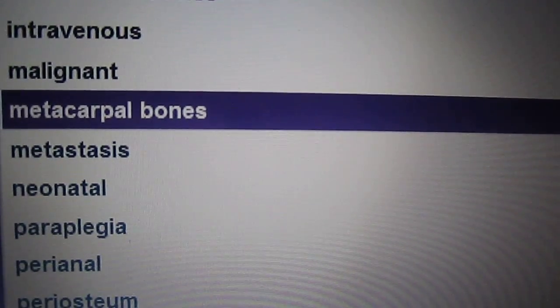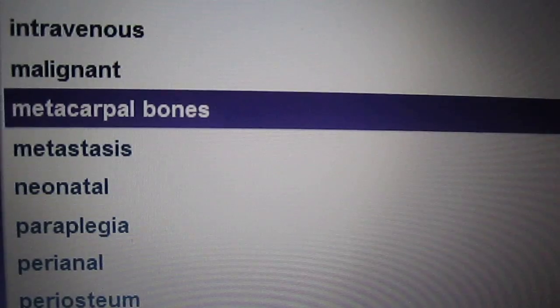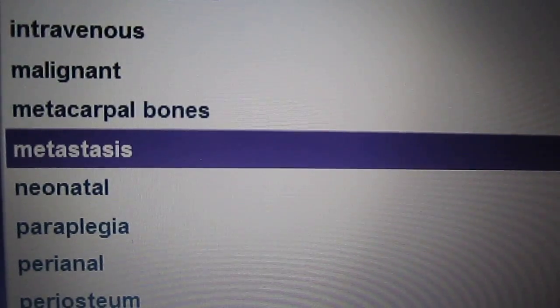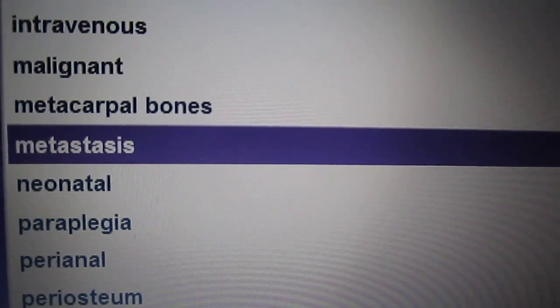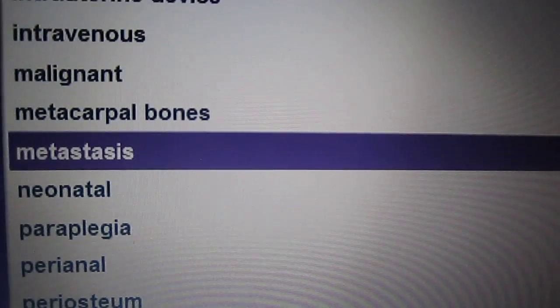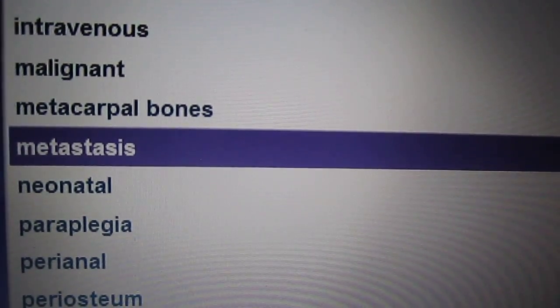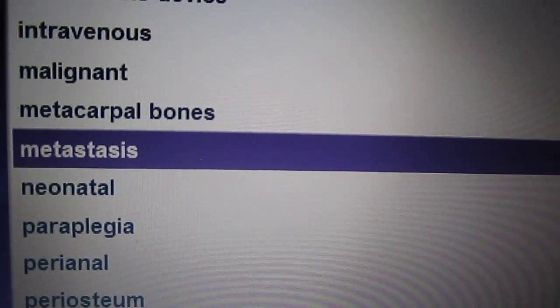Metacarpal bones. The metacarpal bones are the bones of the hand. Metastasis. Meta means beyond. Stasis means control or place. A metastasis is a malignant tumor that has spread beyond its original primary location to a distant secondary site in the body.